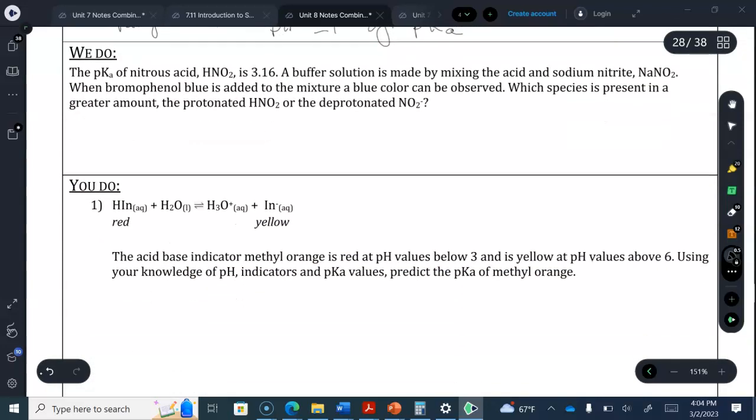Okay, so now the next one. The pKa of nitrous acid is 3.16. A buffer solution is made by mixing the acid and sodium nitrite. When bromophenol blue is added to the mixture, the blue color can be observed. Which species is present in a greater amount? The protonated version or the deprotonated version.